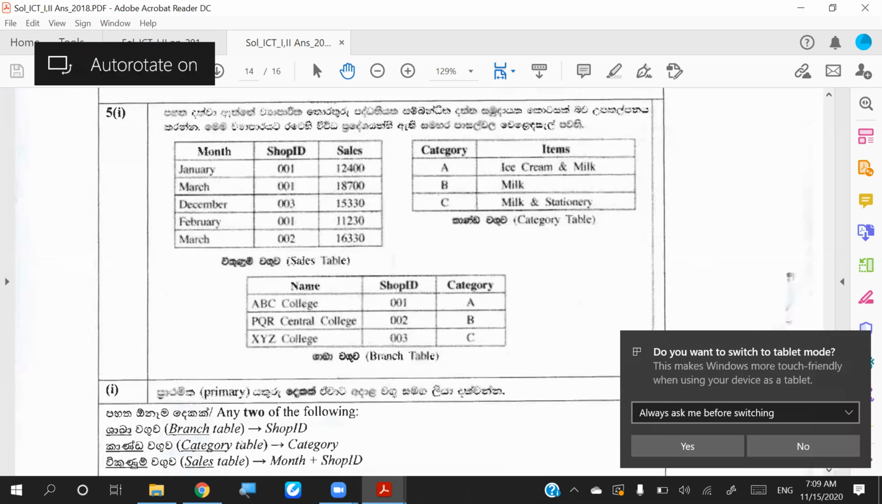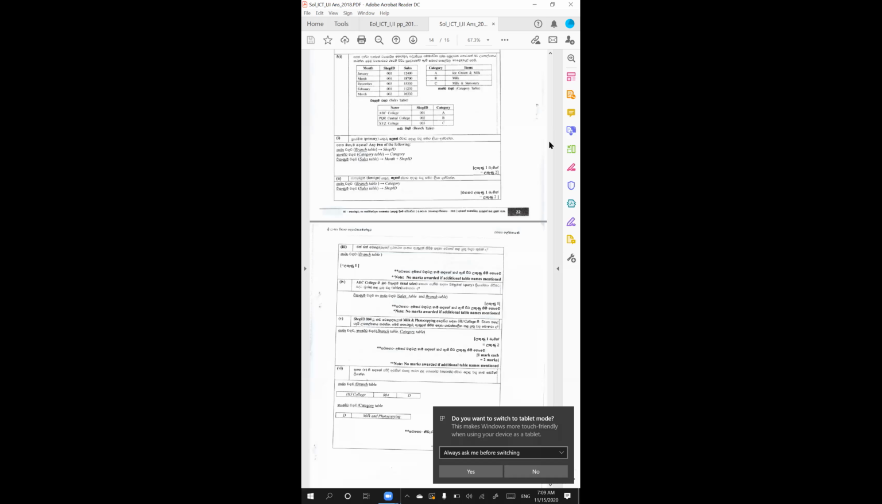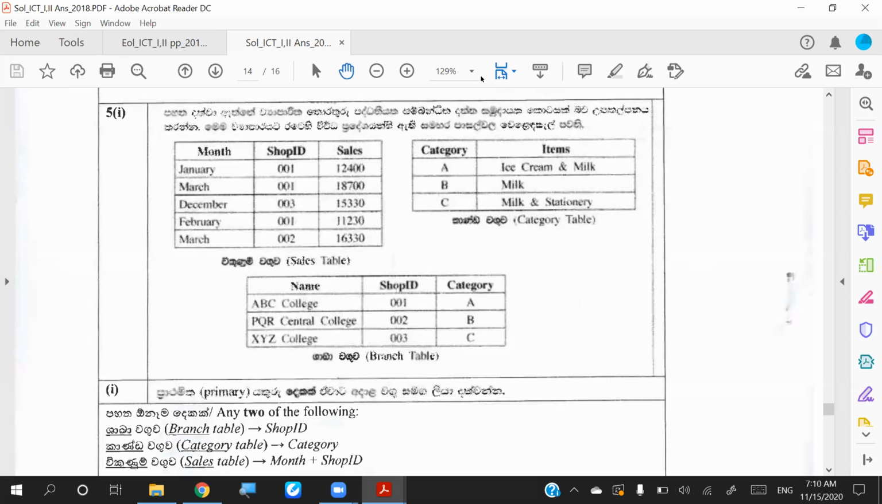So the first question they are asking is to find out what the primary keys are of any two tables. If you consider the sales table, to find a primary key you have to find a column which has unique values. In the month column, the second row and the fifth row contain March, so it is not a unique-valued column. And shop ID, again 001 is repeated in the first and second rows, so again it is not a column with unique values.